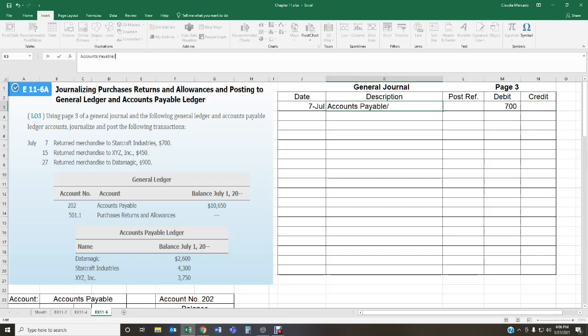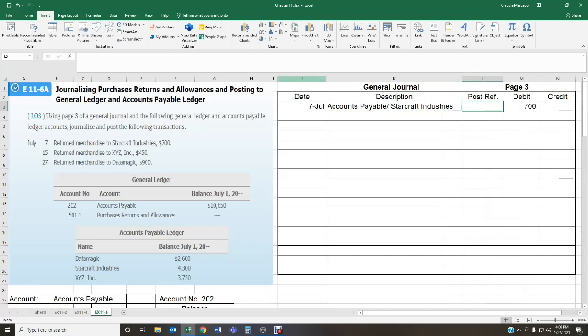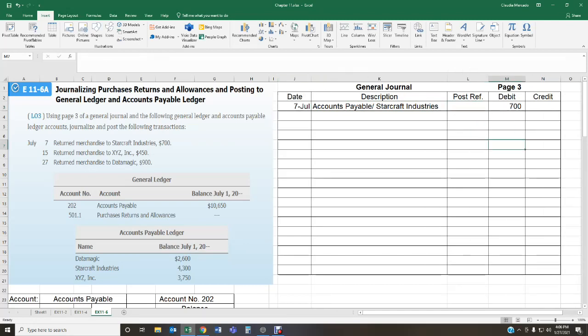Now, we need to be very careful. We need to enter the name of the vendor. Here we have StarCraft Industries. And then we are going to go ahead and credit my purchases, returns, and allowances for the amount of the return. And we've got a credit of $700.